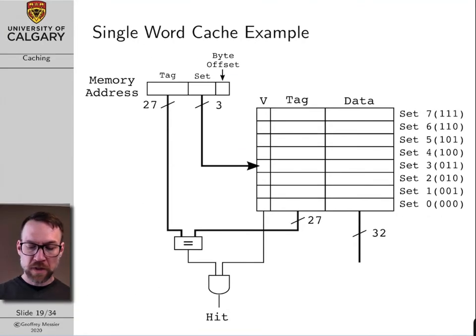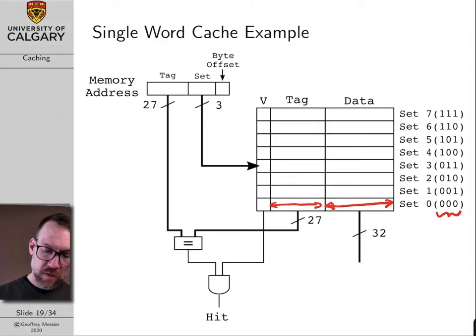In this next slide, this is basically the logic design of our cache. And so we have 8 sets, as I mentioned. We need 3 set bits to indicate which set we're mapping into. We have 32 bits to store our data word that we're pulling in from main memory. We have 27 bits to store the tag for each cache entry, and then we have a valid bit.